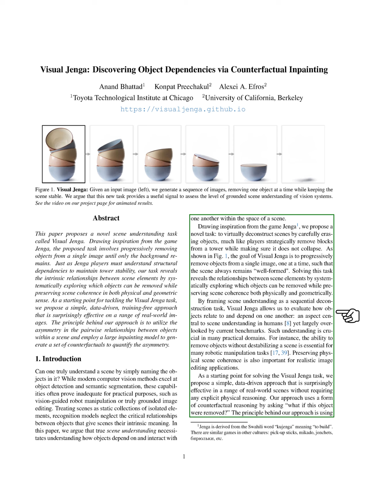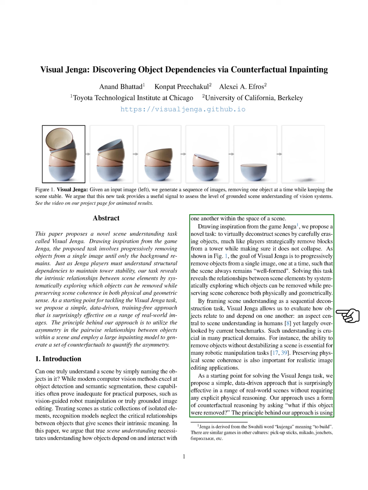This approach allows us to assess object dependencies, a crucial aspect of scene understanding that is often neglected in current evaluations. Understanding these dependencies is vital in various practical fields. For example, the ability to remove objects without destabilizing a scene is essential for robotic tasks, and maintaining scene coherence is important for realistic image editing.